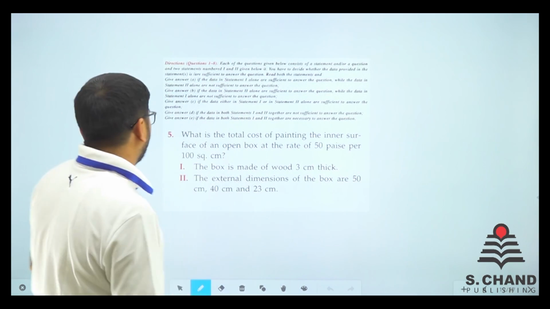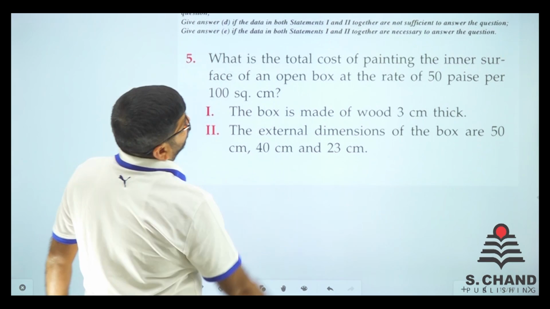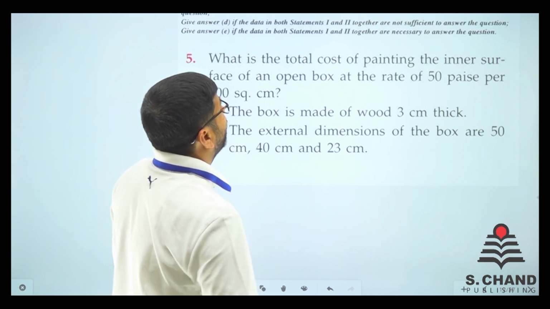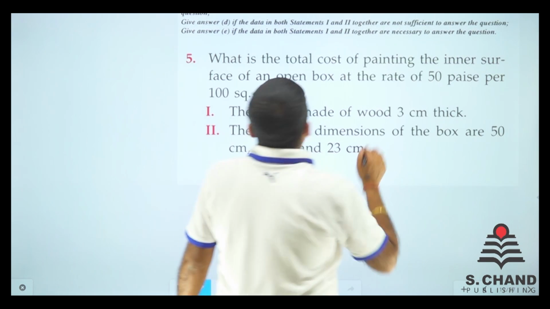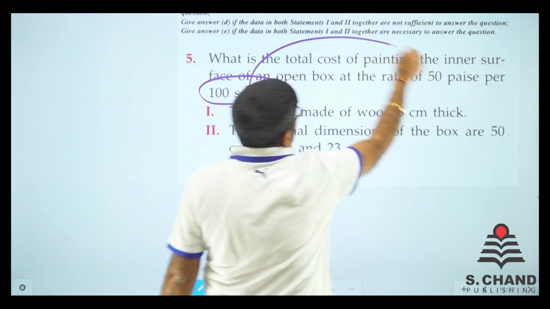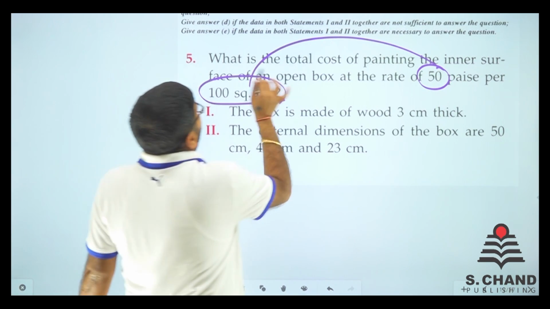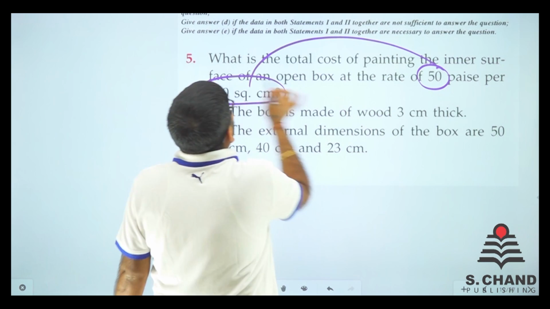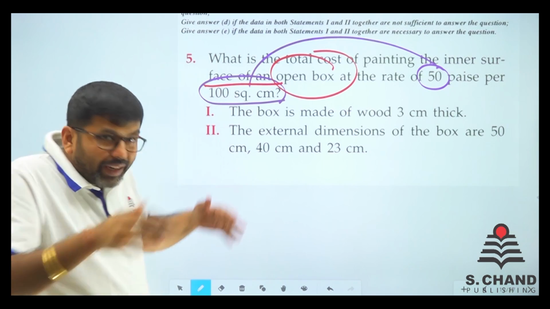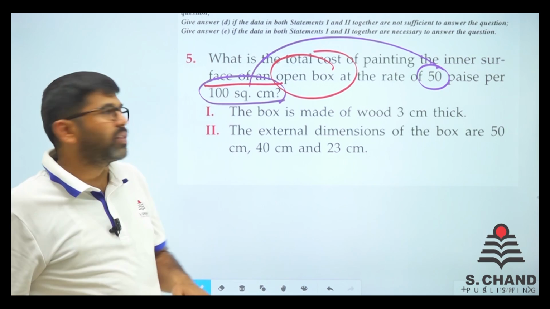Here we go. Question number 5 for you all. What does it say? What is the total cost of painting the inner surface of an open box at the rate of 50 paisa per 100 square centimeter? 50 paisa for every 100 square centimeter, right? So you need to find the total cost of painting the inner surface of the open box. The inner surface is the 4 walls and the base.